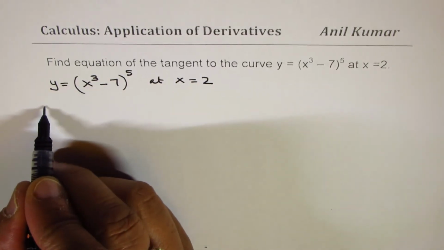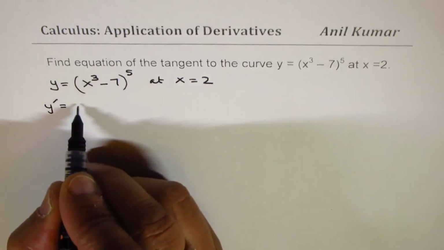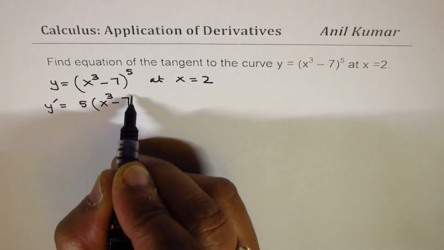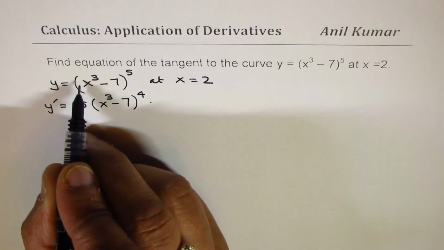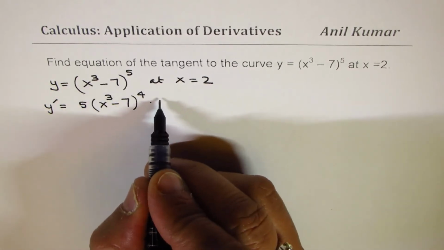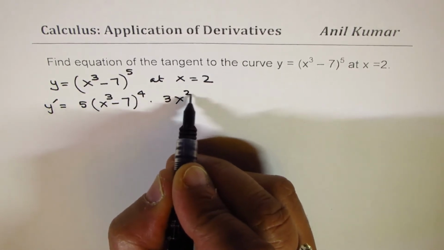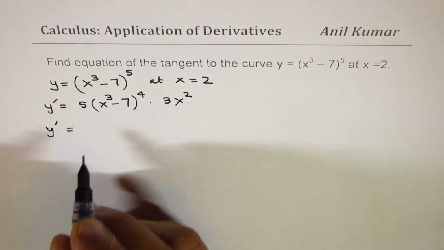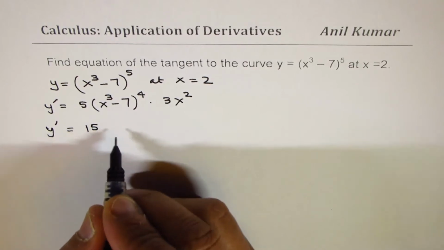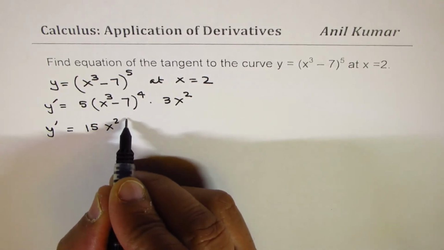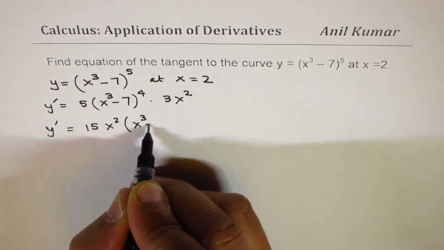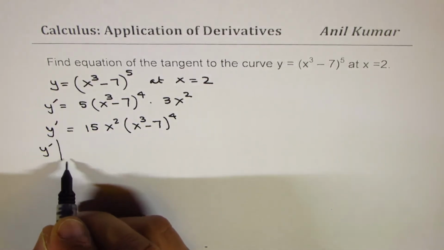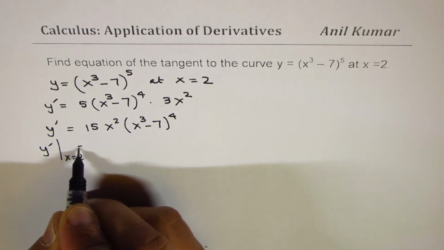So let's find the derivative first. So y dash is equal to, by the power rule, 5 times x cubed minus 7 to the power of 4, times the derivative of the inside function, which is 3x squared, right? So that gives us the derivative as 3 times 5, which is 15x squared times x cubed minus 7 to the power of 4. Now to find the slope at x equals 2, we'll substitute 2 here.